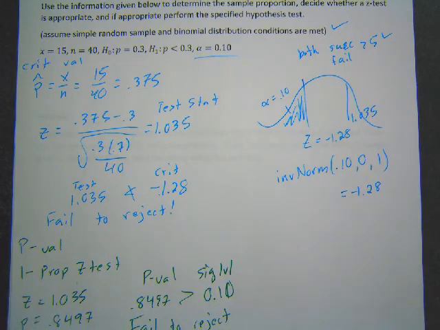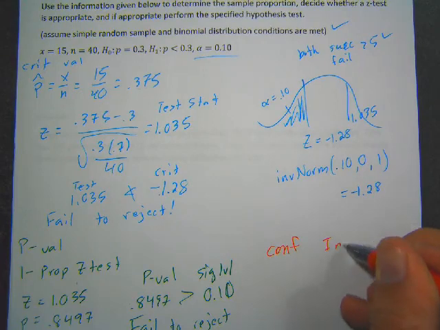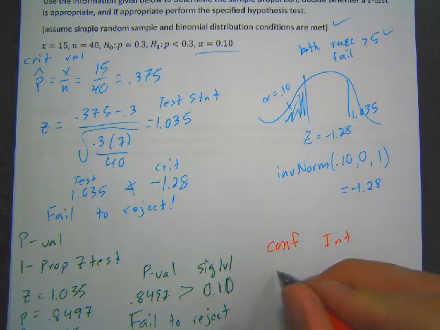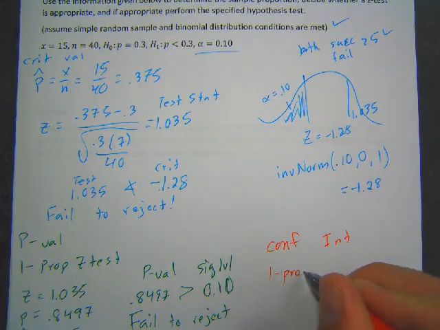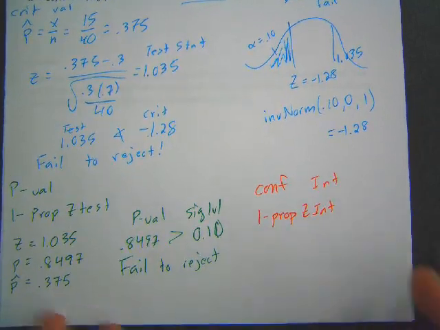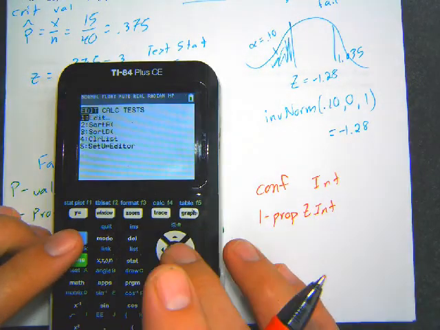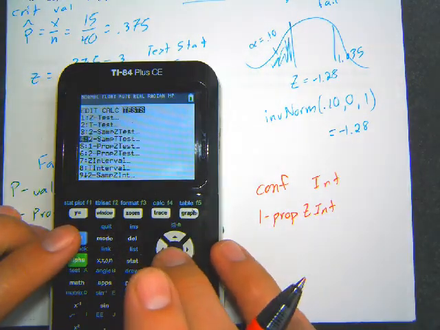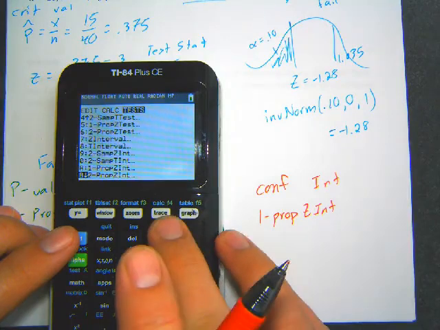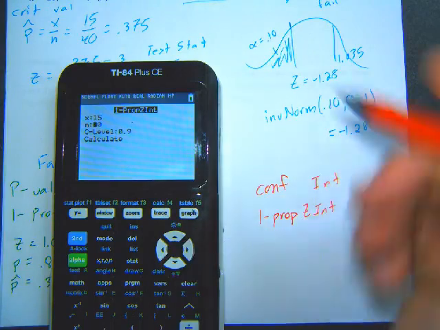Okay, last one. Let's go ahead and do the confidence interval method. We can use the one prop z interval. The thing we have to be careful about is that when you do the confidence interval, you need to make sure you use the right percentage, based on the right alpha significance level. So I go to my stats, my tests, and do the one prop z interval. Now, x is 15, n is 40.